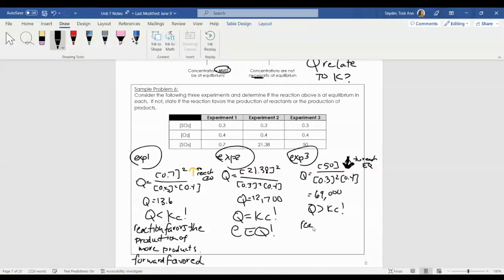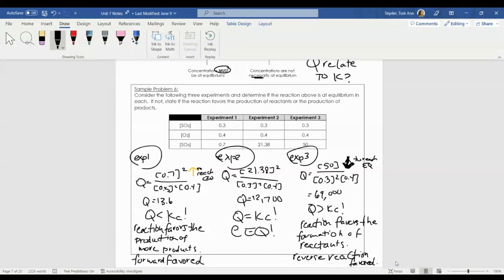The reaction is going to favor the formation of reactants. I got to make more reactants in order to reestablish an equilibrium. So in this case, the reverse reaction is favored.